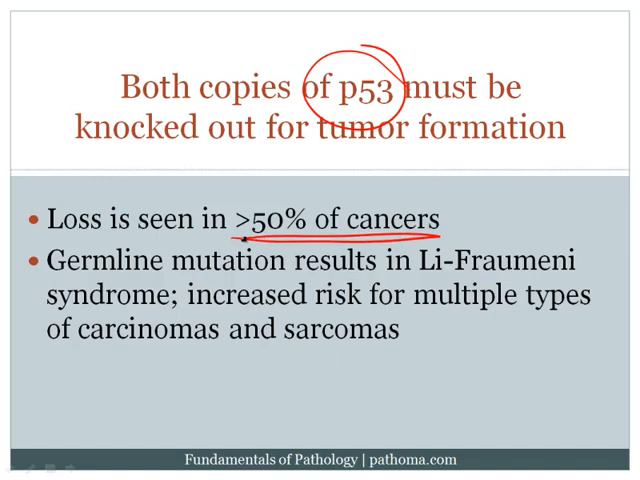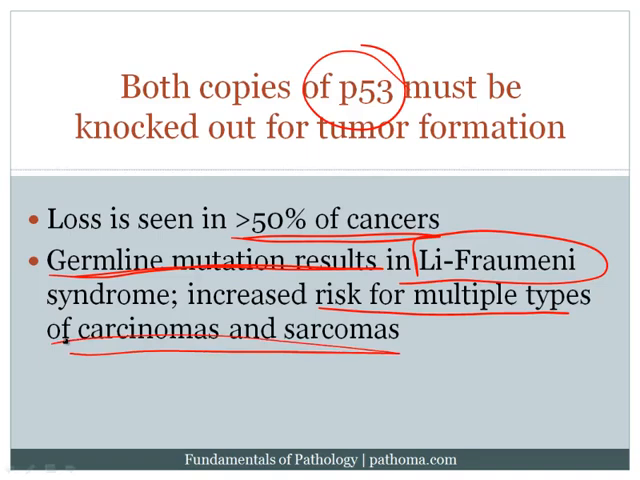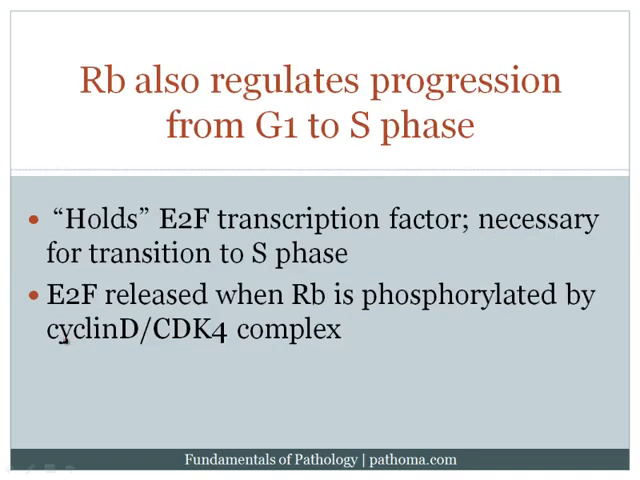Usually, both copies of p53 are knocked out somatically. However, it is possible that a patient could inherit one bad copy of p53 from a parent, and that's called the Li-Fraumeni syndrome. And the Li-Fraumeni syndrome is associated with an increased risk for multiple types of carcinomas and sarcomas. So that's a little bit about p53.